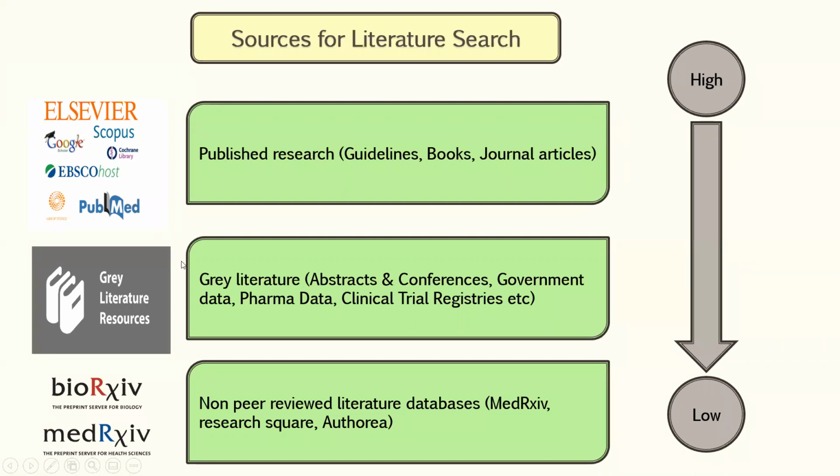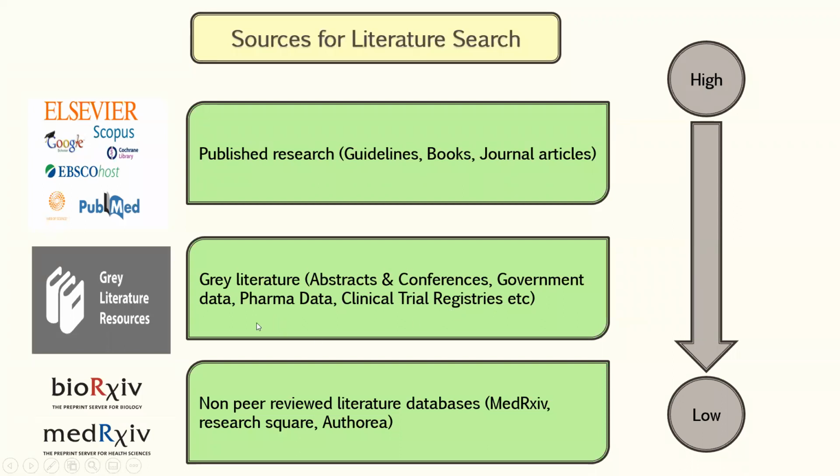The next thing, which is a little lower in evidence, is gray literature. You can also search from gray literature for very rare things or very novel things. For example, when COVID was very new, when there were only a handful of articles published, we still had some data in gray literature. Gray literature can be abstracts and conferences, government data such as public health data. Some of the countries, their public health data is accessible on reasonable request, pharmaceutical data, and clinical trial registries. These are the basic gray literature sources.